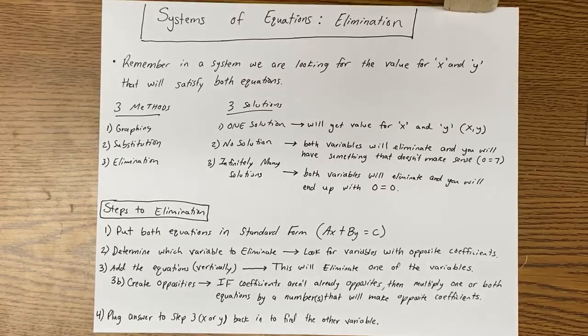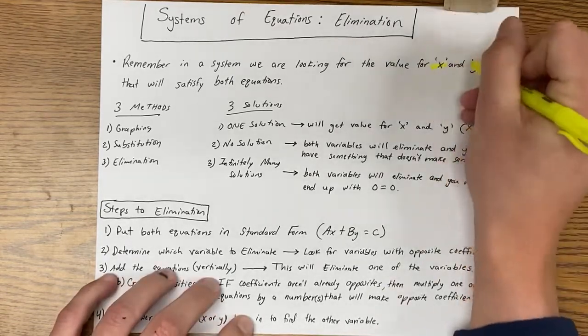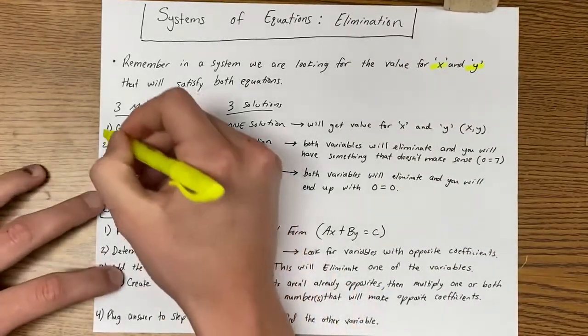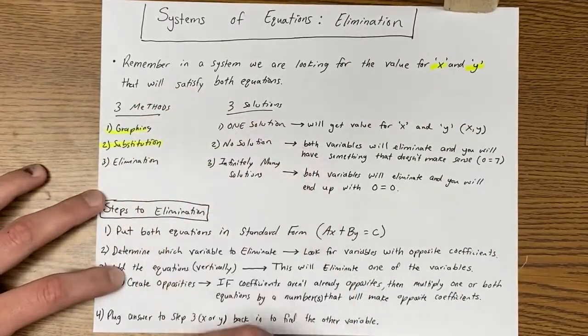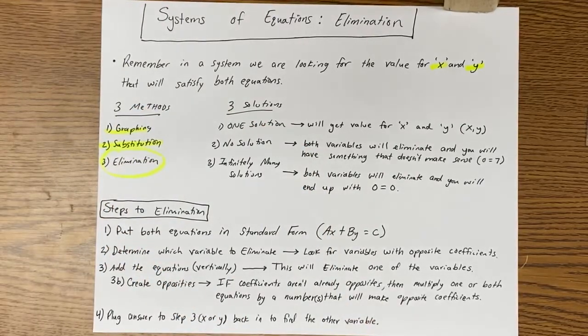The last method that we're going to talk about on how to solve a system of equations is called elimination. Remember, in a system, we are looking for the value for x and y that will satisfy both equations. Okay, so we're trying to find two numbers, x and y. Remember our three methods. We've already talked about graphing, talked about substitution. And so now we're looking at the last method, which is elimination.